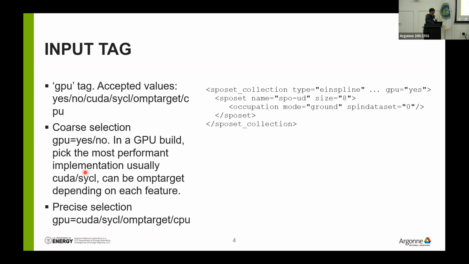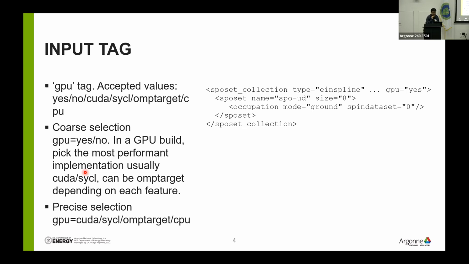The accepted value is usually yes. No is always guaranteed, but specific ones like CUDA, SYCL, OpenMP target, CPU depend on the implementation and may or may not exist. The rule of thumb is you generally use yes or no in production, or in most scenarios, you don't put anything. So when GPU features are available, it will set this GPU equal to yes, basically.